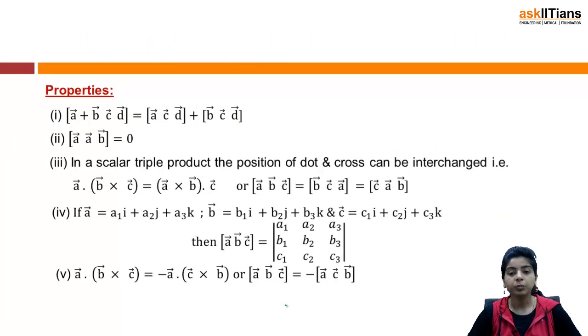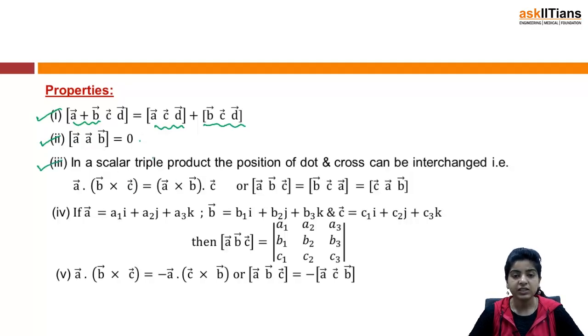Now we have certain important properties of scalar triple product. If you have a quantity like (A + B), C, D, then you can split it up. This first term can be split into two terms, that is, we can write it as the sum of the scalar triple products ACD plus BCD. And the scalar triple product of AAB, that is, if you have two quantities the same, then we get it as 0.